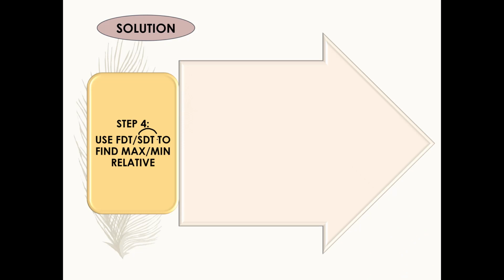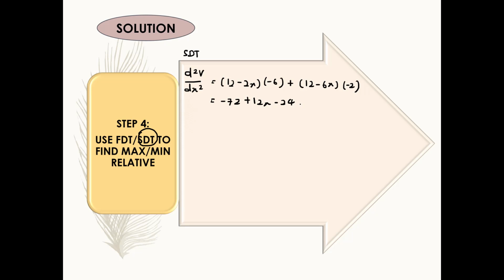Next, step number 4 is you need to use the first derivative test or second derivative test to find the relative maximum or minimum. Here we use the second derivative test. So you need to differentiate again. We get (12 minus 2x) times negative 6 plus (12 minus 6x) times negative 2, where we use the product rule. And then you need to simplify the equation. The last one we get 24x minus 96.